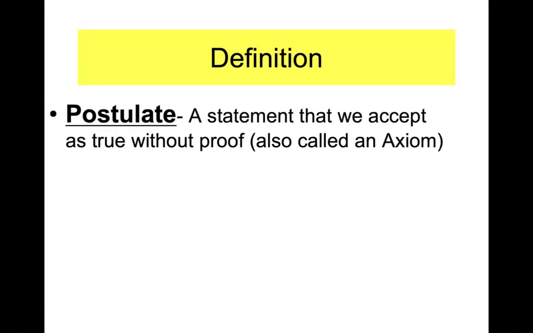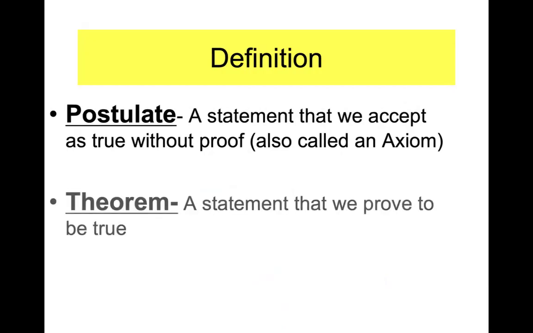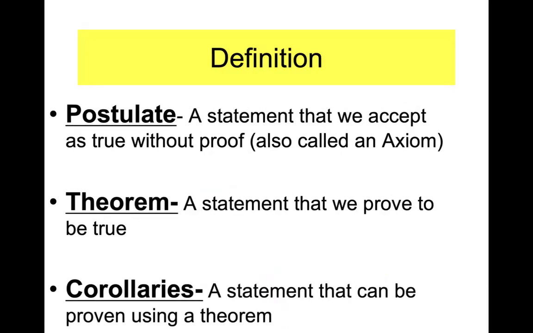All right. Remember we talked about previously postulates, theorems, and corollaries. Postulates we just accept as being true without proof. Theorems we will prove. That's what we start doing next chapter, learning how to prove things. And then corollaries come from theorems. They're also things that we'll prove, but they come from another theorem.